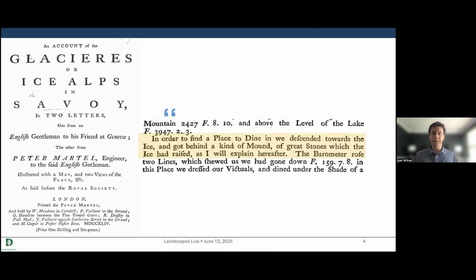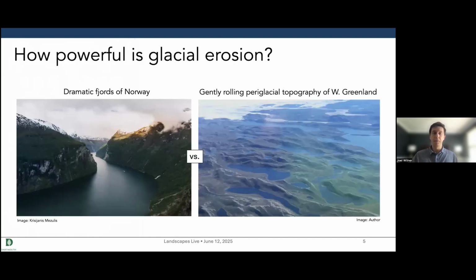And all this to say that geologists have been noting sediment in a glacial transport and depositional context for quite some time now, for several centuries. And across these centuries, several key questions in the realm of glacial erosion have emerged. Most notably, how powerful is glacial erosion exactly?